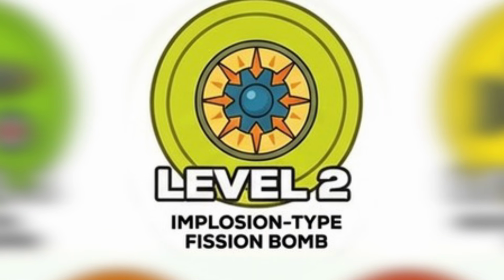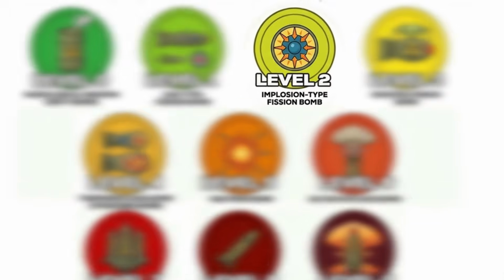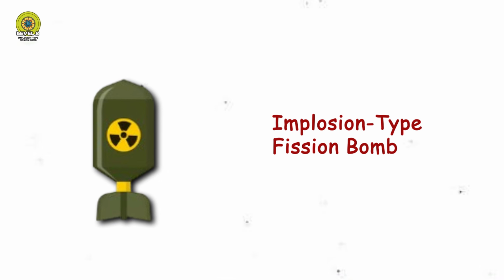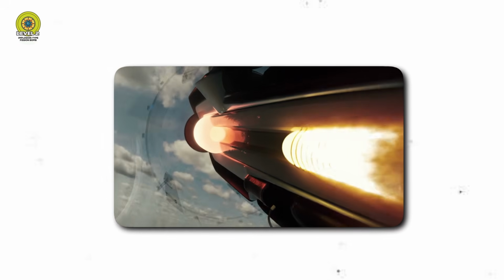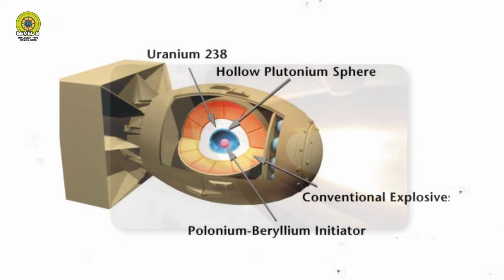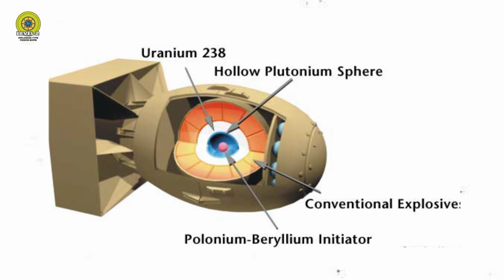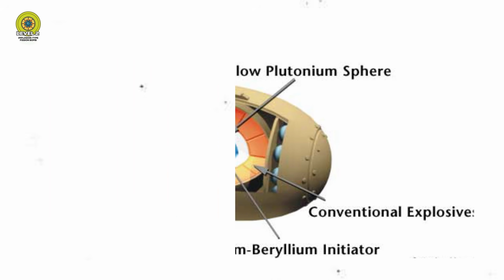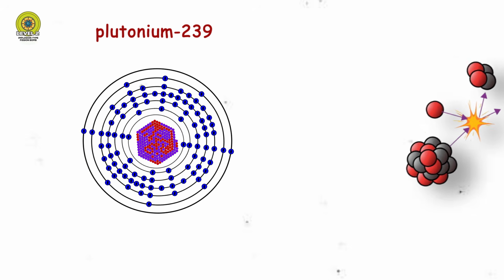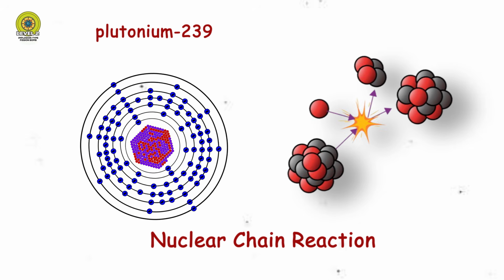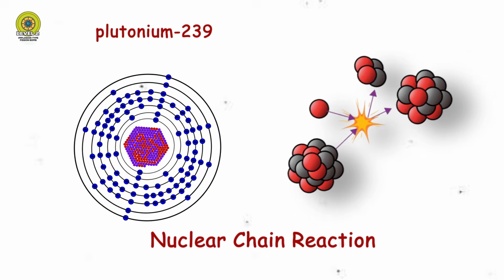Level 2. Implosion-type fission bomb. The next major development in nuclear weapon design was the implosion-type fission bomb. Instead of firing two pieces of nuclear fuel together, this design compresses nuclear material inward from all sides. The core usually contains plutonium-239, another material capable of sustaining a nuclear chain reaction.